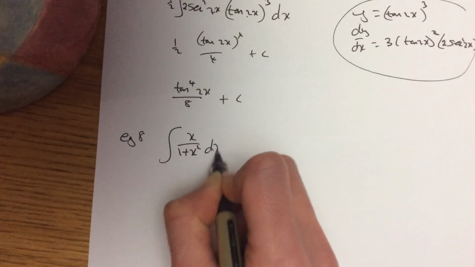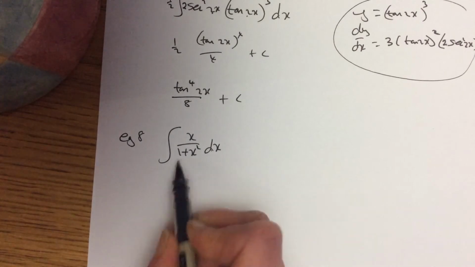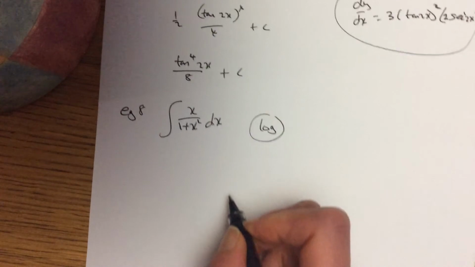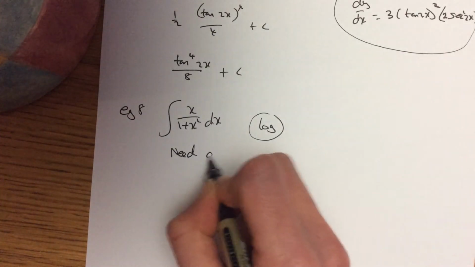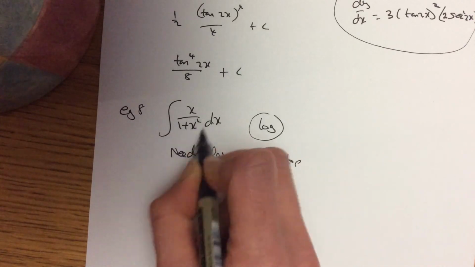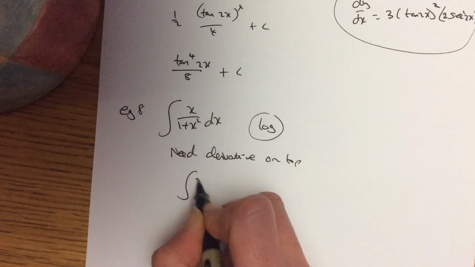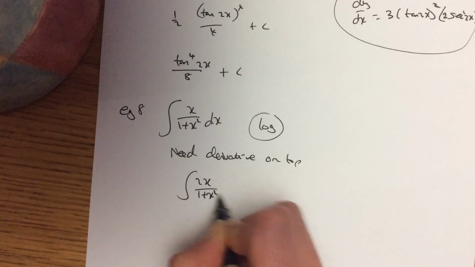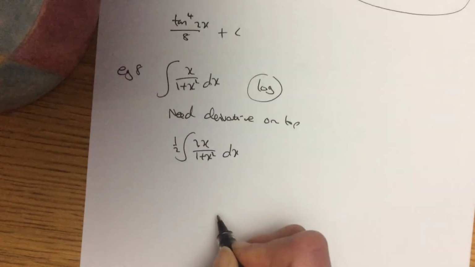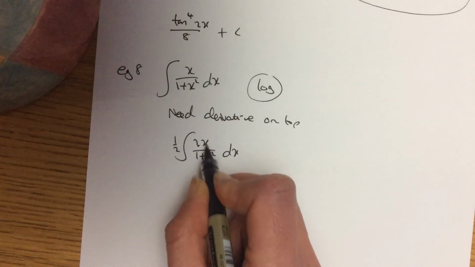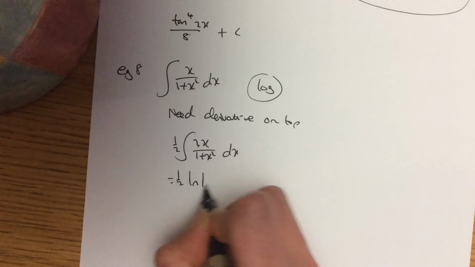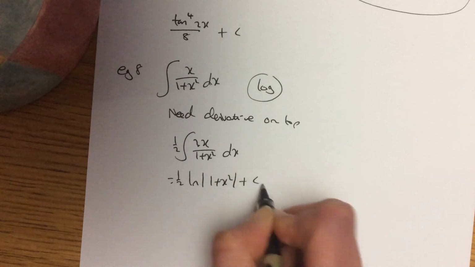Right, what have I got going on here in example 8? It's not a bracket or anything like that, so it's going to be one of these log ones. So I need the derivative on top. Now, what does this differentiate to give me? 2x. So I need an extra 2 on top for this to work. So I have to balance outside by a half. Now I have the derivative of the bottom on the top, so I can just integrate now. I'm good to go. So you log the bottom line. And don't forget your c.